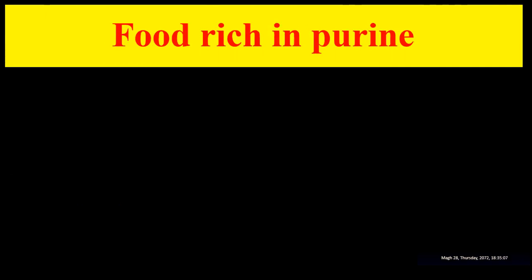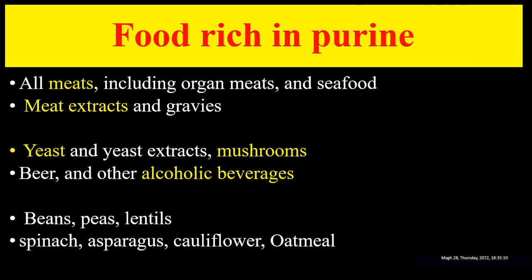Now, food rich in purine, that will be asked by your relatives. These are meat and meat extracts, yeast including mushroom, alcoholic beverage especially beer, and legumes like beans, peas, lentils, cauliflower, oatmeal, asparagus, spinach. These have to be taken in decreased amounts. The patient should take these kinds of food less to decrease the uric acid in his blood.